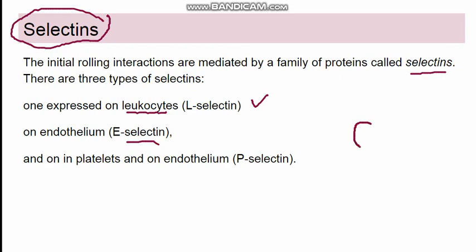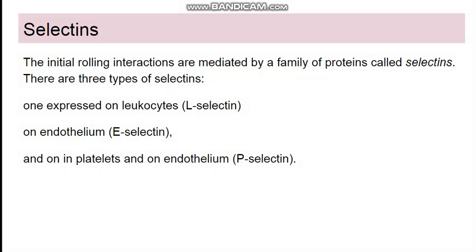Now try to understand. Let's see, this is E-selectin. So if this is E-selectin, it has to bind to the leukocyte. Okay, so there should be a ligand over here. This ligand will join this E-selectin and bind over here, but it will bind transiently and it will detach and bind again, and this is how rolling takes place.